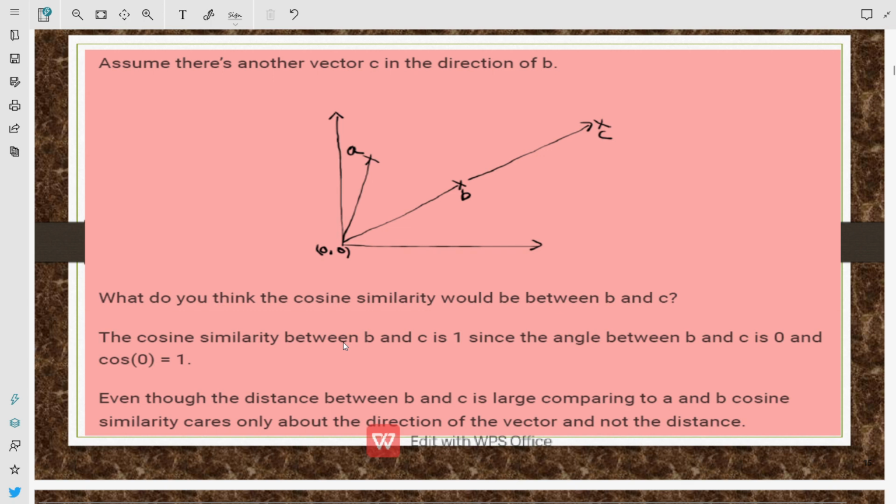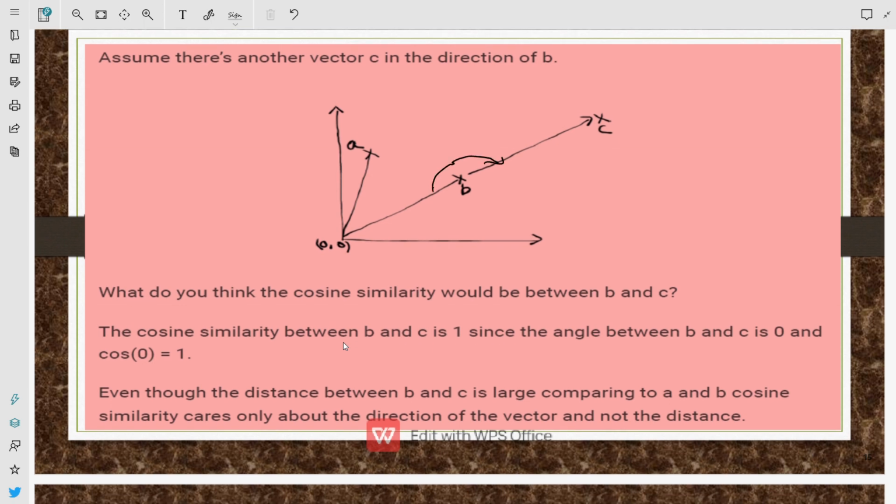Assume that there is another vector c in the direction of b. See here, we have two vectors and one more vector in the direction of b itself. What would you think the cosine similarity would be between b and c? The cosine similarity between b and c is 1, since the angle between b and c is 0. That's what I told you.